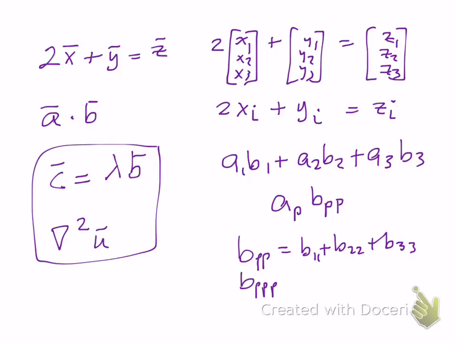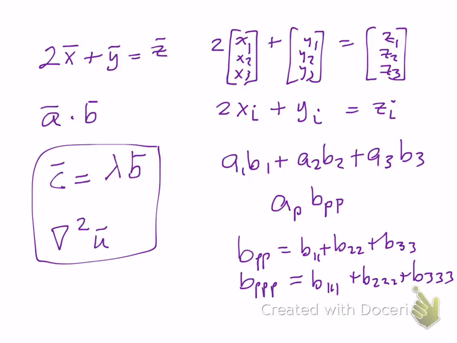Why can't you do B111, B222, and B333? Well, you could write it out, but it just doesn't have any meaning. You could write B111 plus B222 plus B333, but it doesn't actually have any useful meaning for us.